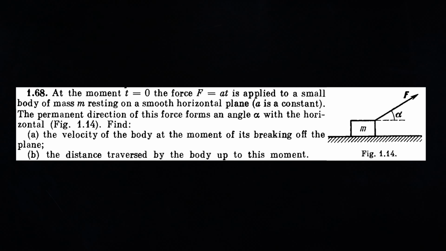Irodov problem number 1.68. At the moment t equals 0, the force F equals At is applied to a small body of mass m resting on a smooth horizontal plane. A is a constant. The permanent direction of this force forms an angle alpha with a horizontal as shown in the figure. Find the velocity of the body at the moment of its breaking off the plane and the distance traversed by the body up to this moment.